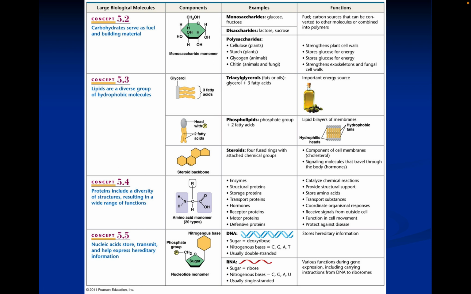All right, so this is a nice little summary table of the 4 different types of macromolecules: sugars or carbohydrates, lipids, proteins, and nucleic acids. Here are examples of their monomers, examples of their polymers, and the function that they serve in living cells. You should be familiar with all this information. You'll see it again on the test.